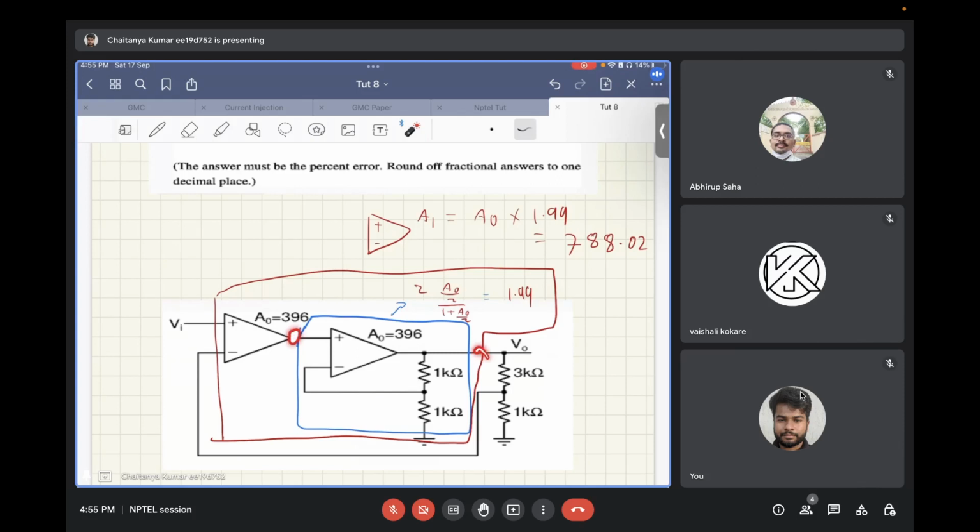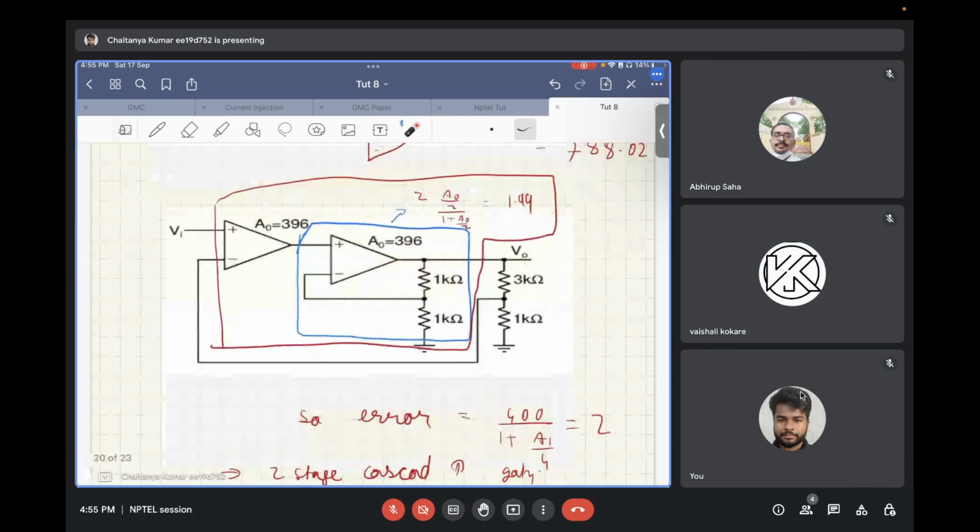So the overall gain from this point to this point is 2 times A naught by 2 upon 1 plus A naught by 2. If you plug the value of A naught in this equation, you get the gain as 1.99. Now, if you look at this complete circuit, you have an op-amp, and in cascade to that, another amplifier that gives you a gain of 1.99. So you can consider this complete circuit as one op-amp that has a gain of A naught multiplied by 1.99. That comes out to be 788.02.